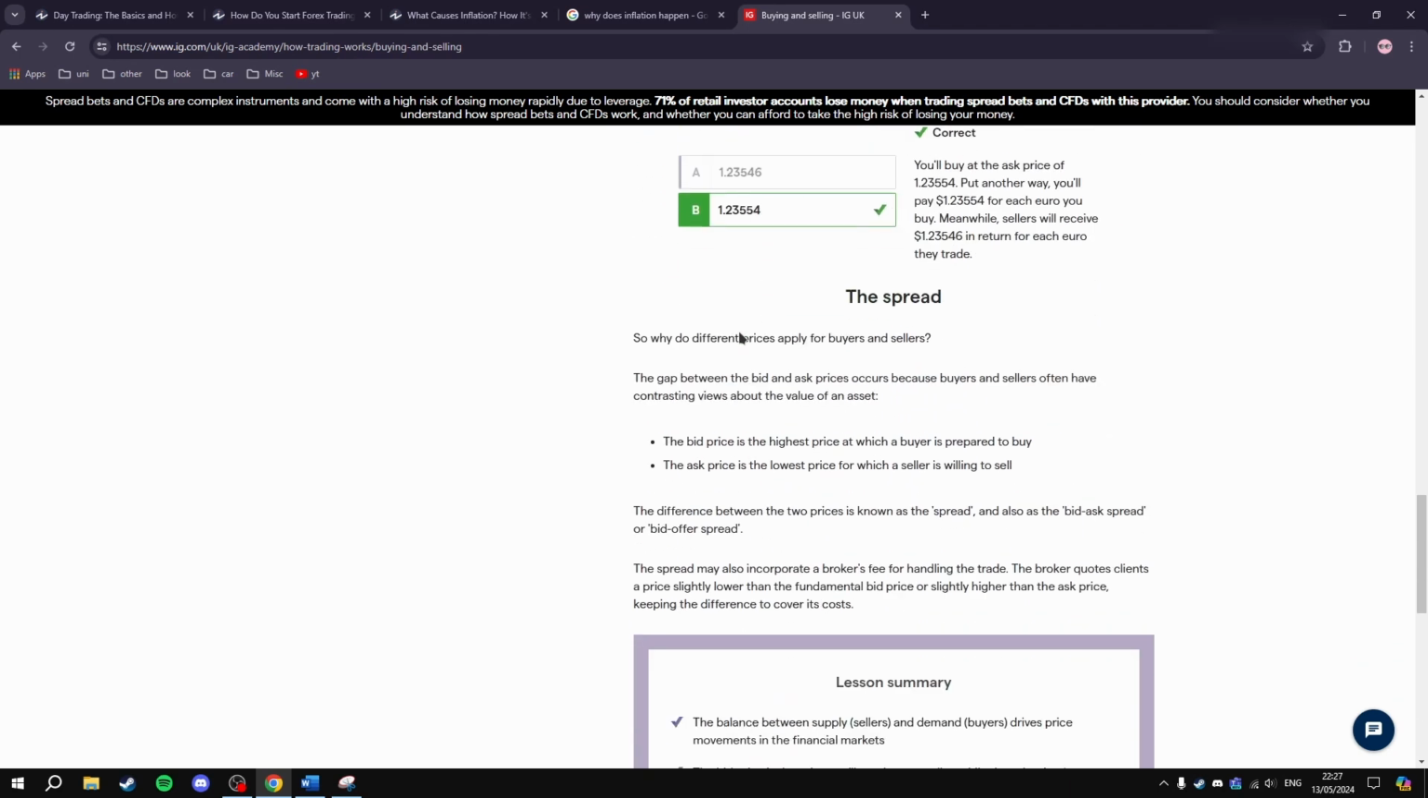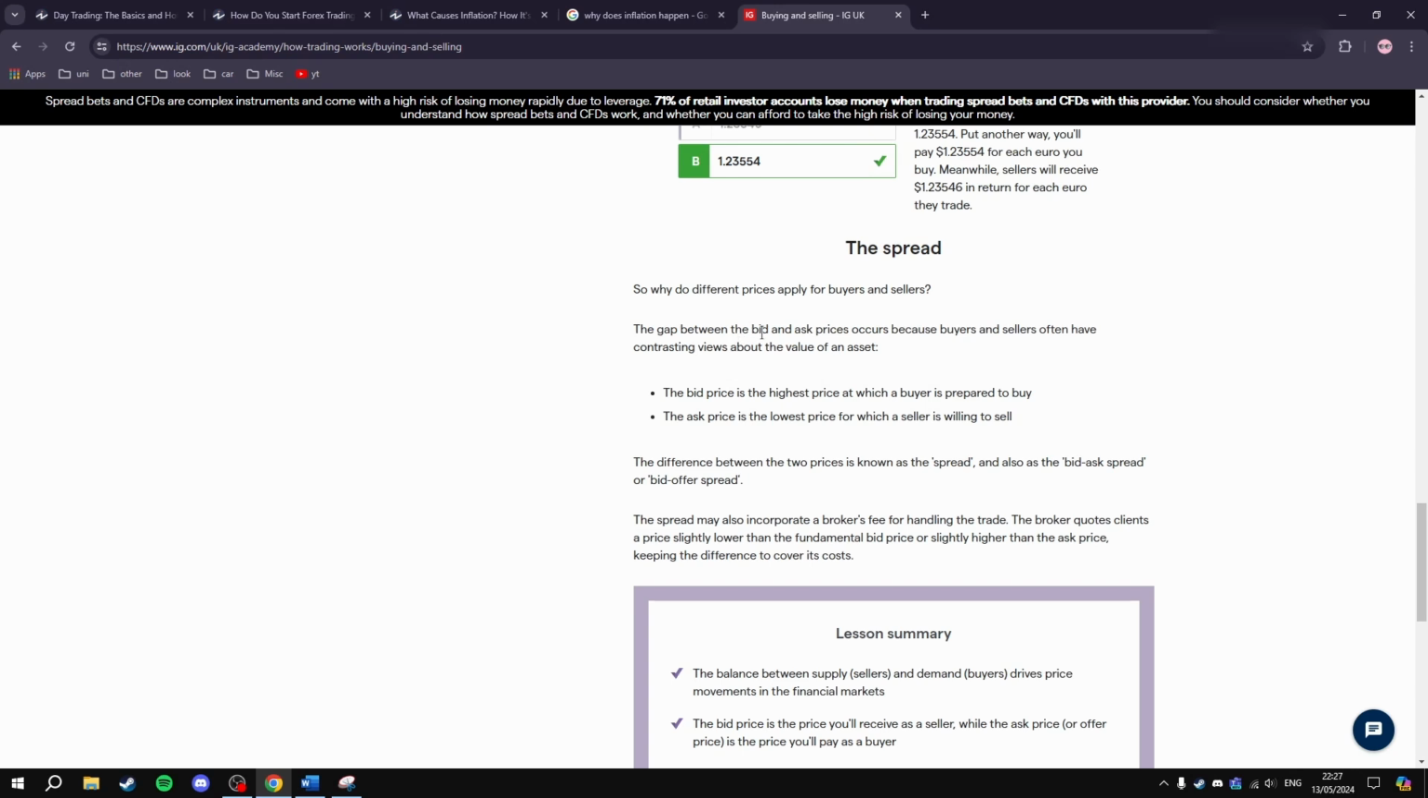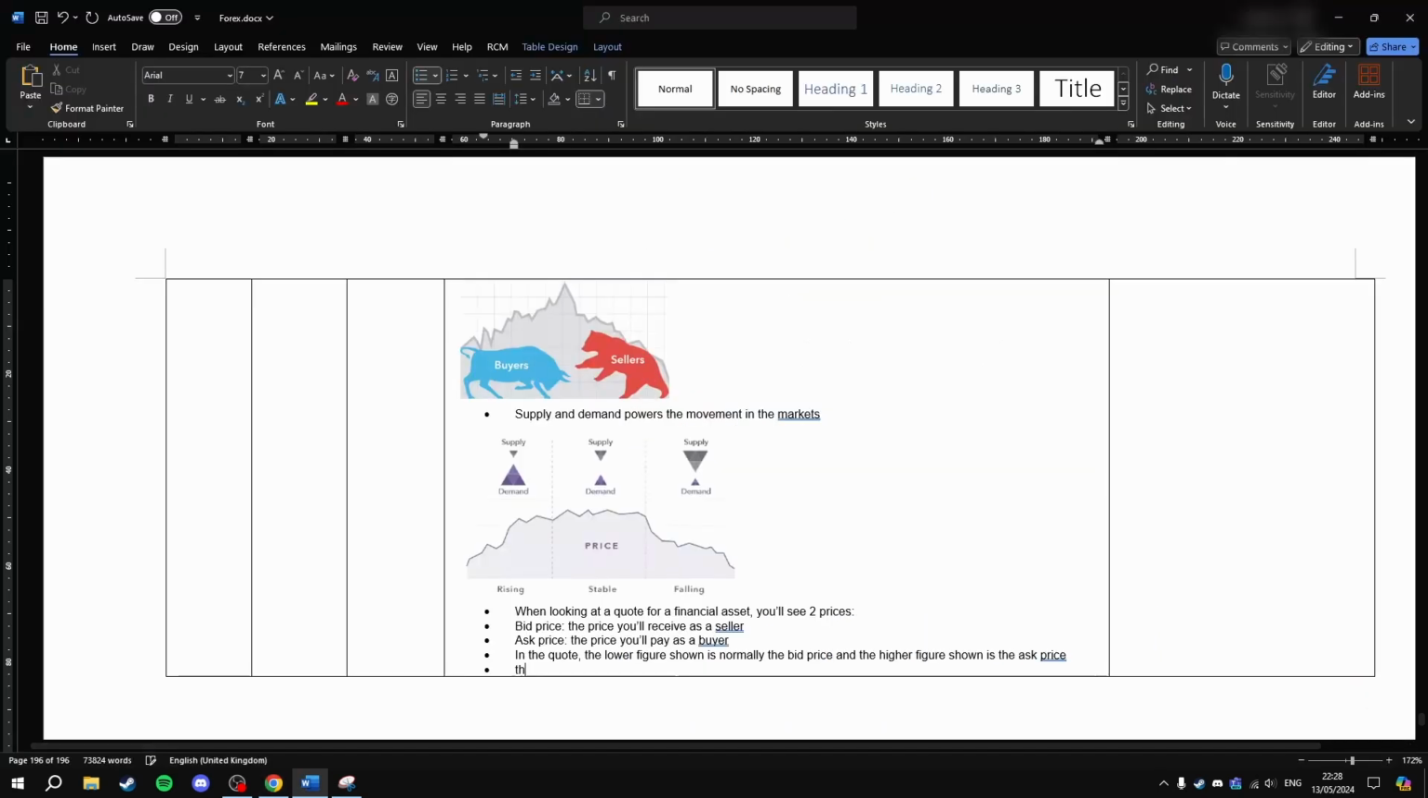Okay, the spread. So why do different prices apply for buyers and sellers? The gap between the bid and ask prices occurs because buyers and sellers often have contrasting views about the value of an asset. The bid price is the highest price at which a buyer is prepared to buy. The ask price is the lowest price for which a seller is willing to sell.